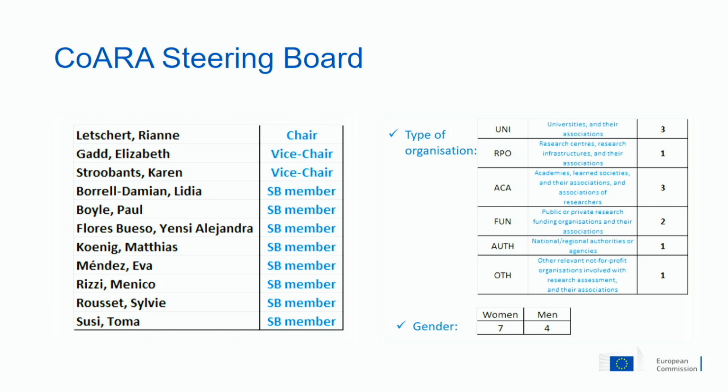But I would like to highlight another thing, and this came out naturally as a result of the election, which is that the composition is very diverse. There are people that were endorsed or presented by universities, but there are people representing research centers, academies and associations of young researchers, early career researchers. There are 2 funders in the steering board. This is very important. There is one accreditation agency, the Italian ANVUR, represented in the person of Menico Rizzi, and there are others. So it is a very diverse and very competent steering board that will be setting out the next steps.